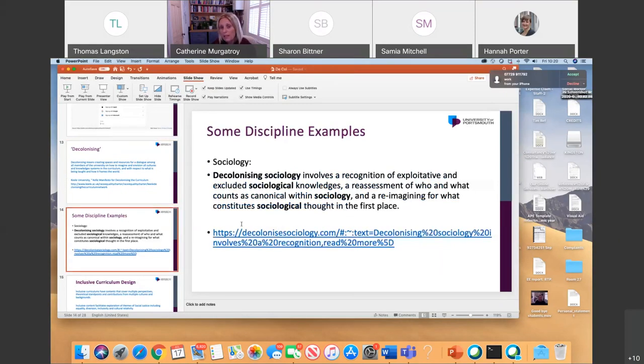Okay. Here's an example from sociology, from a Sage journal, and they say decolonizing sociology involves a recognition of exploitative and excluded sociological knowledges, a reassessment of who and what counts as canonical within sociology, and a reimagining for what constitutes sociological thought in the first place.